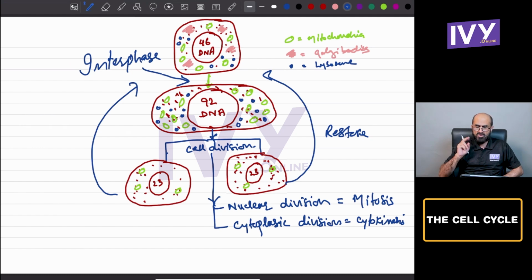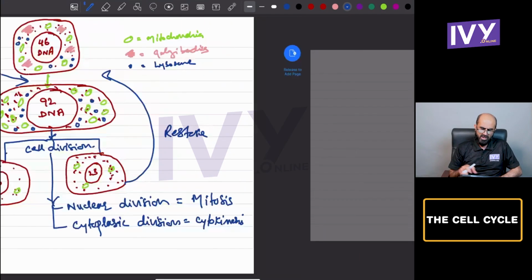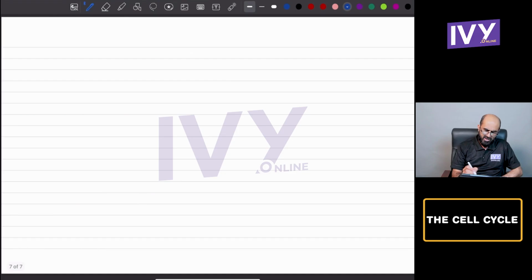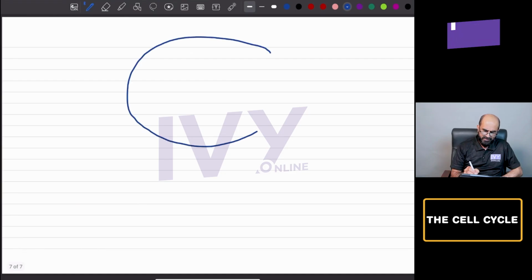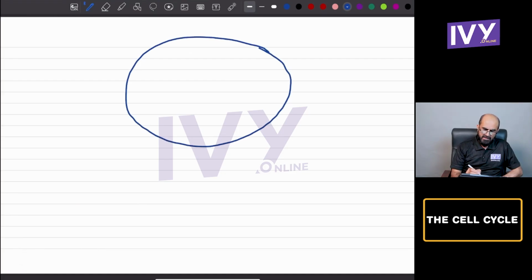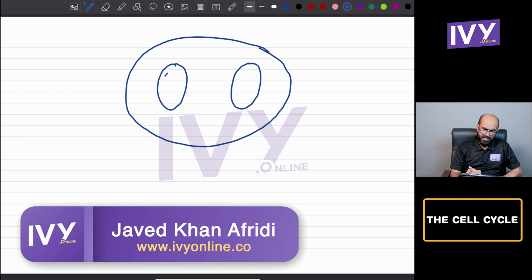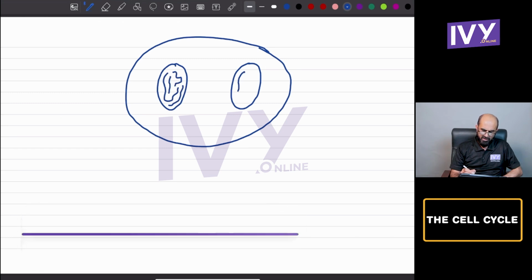Because if you have just one cell with two nuclei, that's the end of mitosis, because we divided the nucleus, not the cytoplasm. And once the plasma membrane is also divided, then we say that the cytoplasm is divided as well. Suppose this is one of the cells, and as a result of nuclear division, we just got two nuclei, and both nuclei have the same number of DNA. So we have 4 DNA here and 4 DNA here.